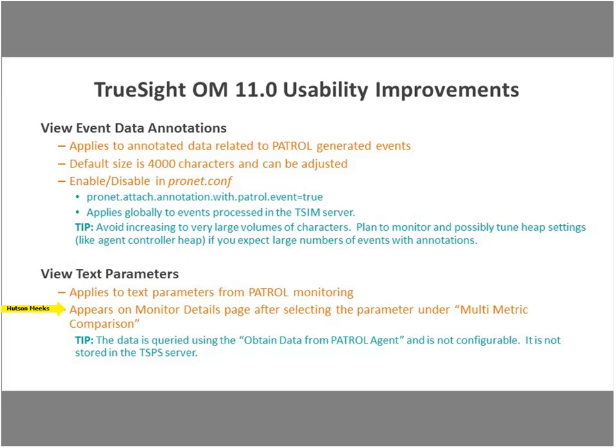The data will appear on the monitor details page after selecting a parameter. So maybe you're looking at a parameter, you're looking at its trend, and you want to see this text information, then you could select multi-metric comparison on that page. The data is queried through this obtain data from Patrol agent capability. You may have seen this in the product already in previous releases, where you can obtain the data from the Patrol agent in a dynamic, immediate fashion, okay? That's how we're gathering this data from Patrol to present it, and it's not configurable.